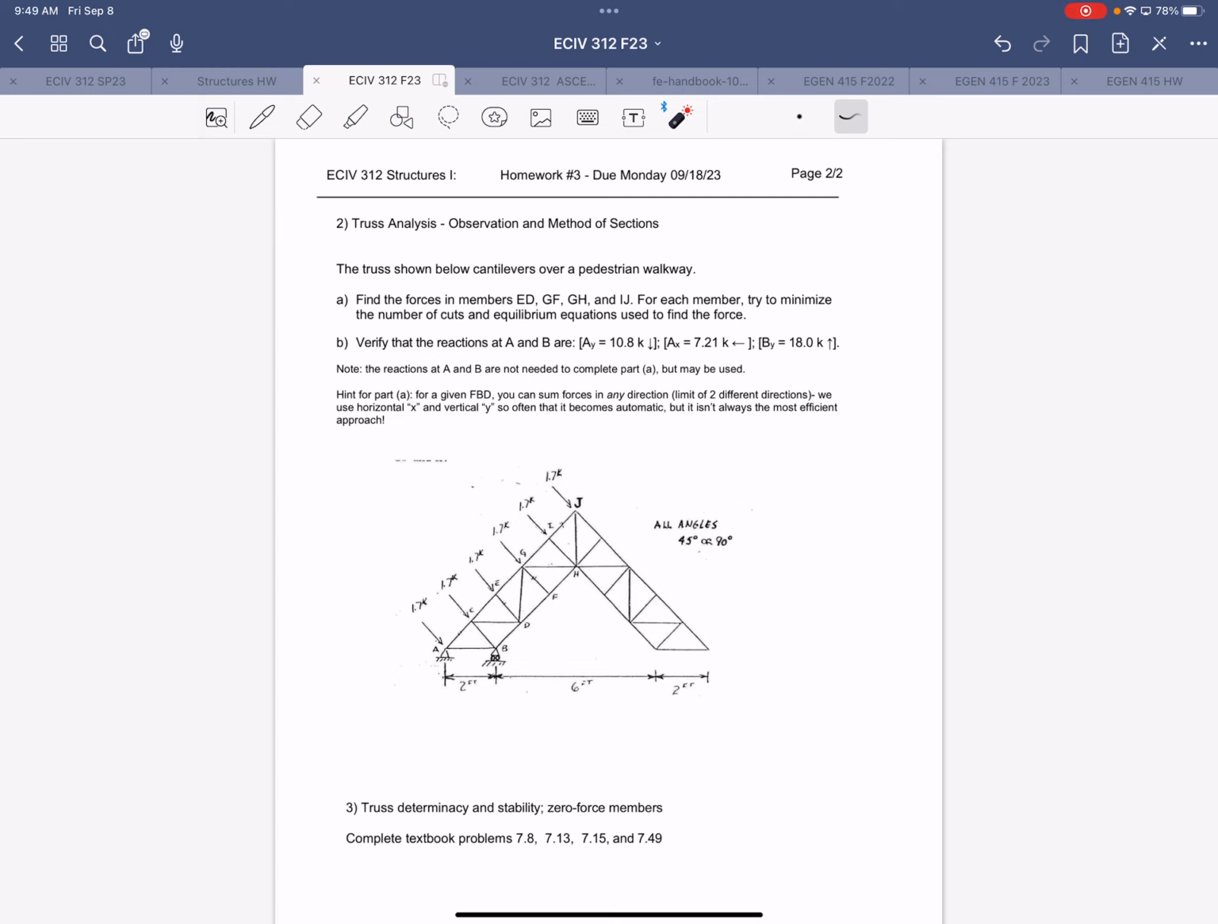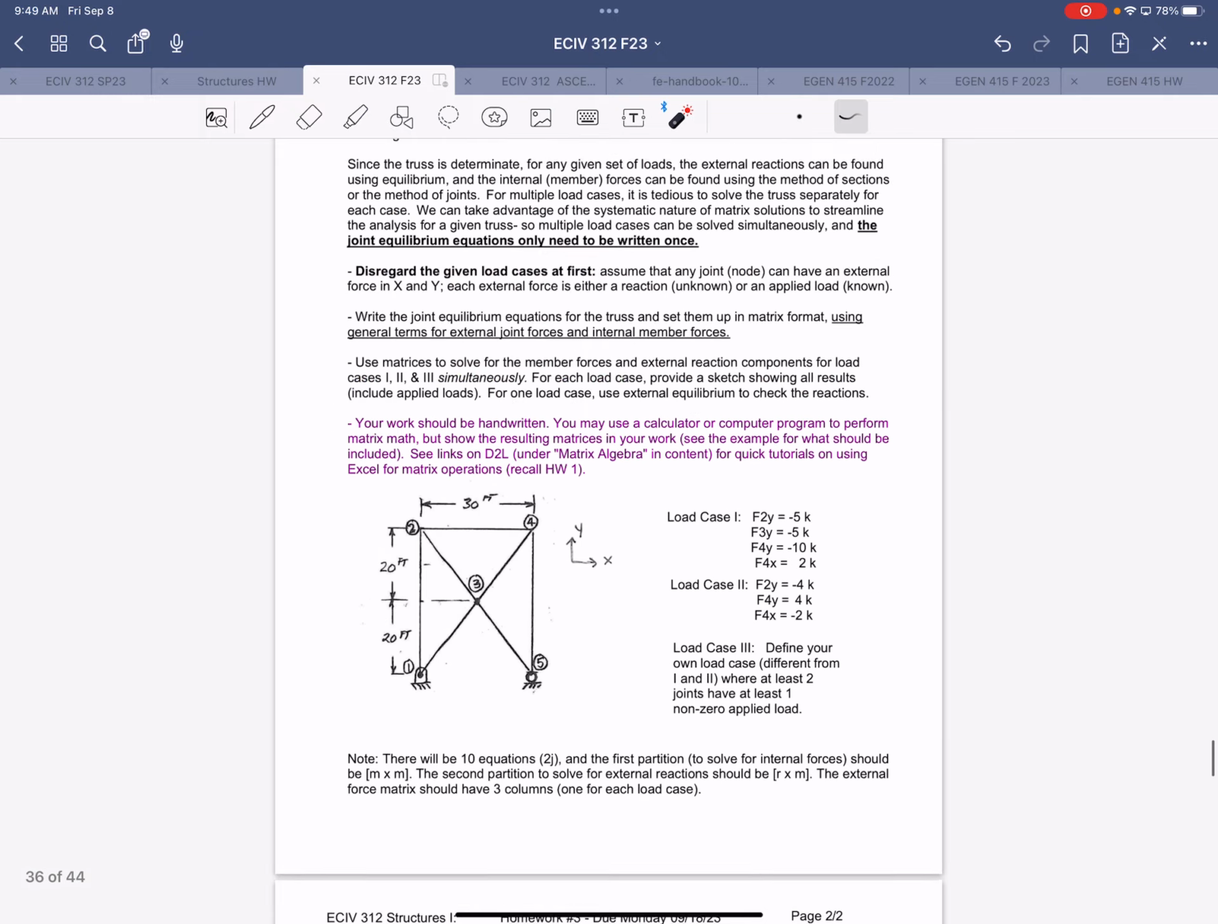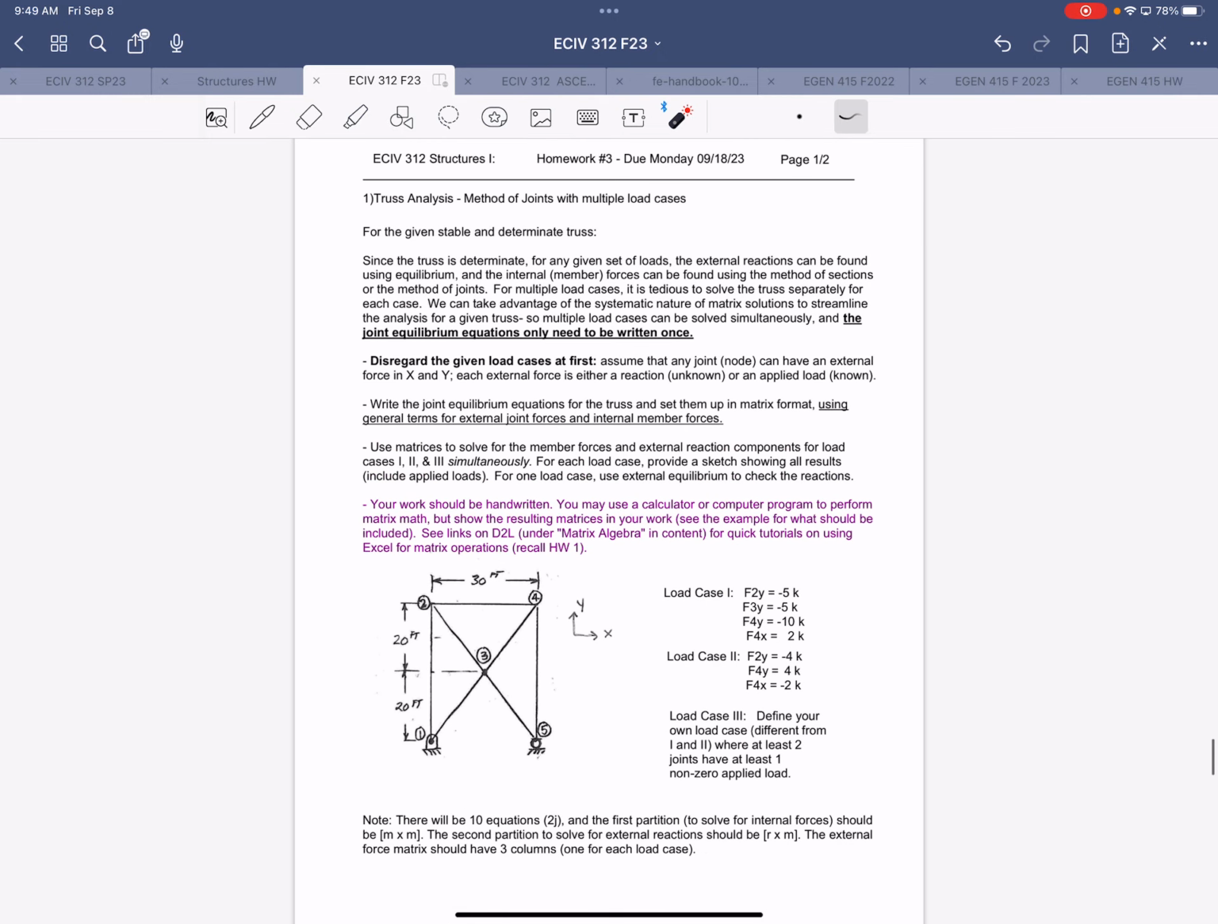So we'll talk about that later. But if you wanted to get a jump start, you could get going on this first problem, which is going to be the one that probably takes the most time, all right?